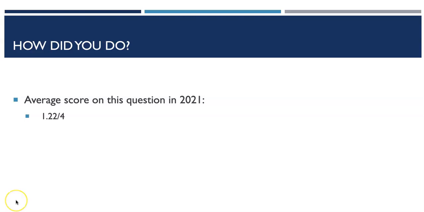So how did you do? When this question was done in 2021, the average score was 1.22 out of 4 points total. So that's about 30%. If you understand calorimetry, if you can do Q equals mc delta T, you've done some calorimetry experiments, it's really a very accessible question. So if you earned 2 points on this question, you're doing just fine. If you earned 3 or 4 points, you should be very pleased with your performance here.